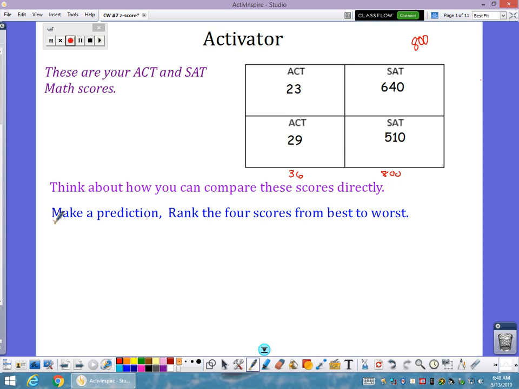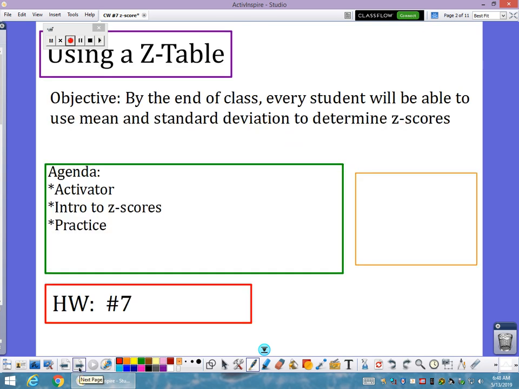So what I want you to do is make a prediction. It's just a guess. Which one do you think was the lowest? Which one do you think was the highest? Go ahead and put those in order. I'm going to say 23 is the smallest maybe, and then I don't know. If you don't think 23 is the smallest, that's fine. Adjust how you want, but go ahead and predict. We're going to come back to that later.